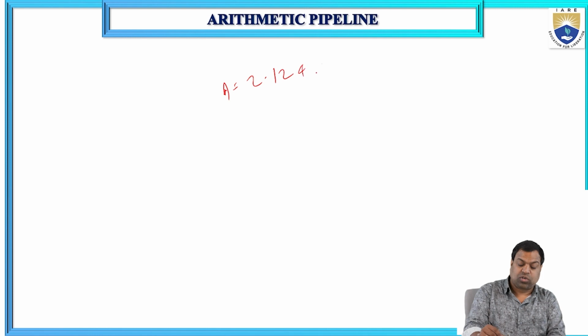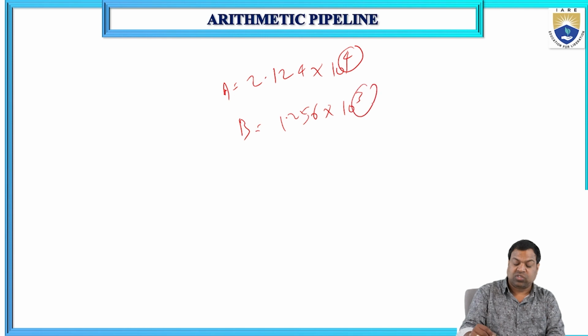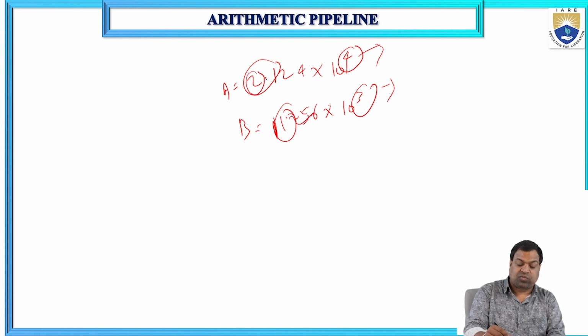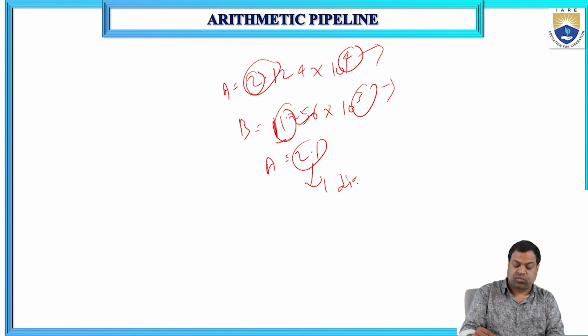A equal to 2.124 into 10 power 4. B equal to 1.256 into 10 cube. So first, what will happen? Here 4 and here 3, we have to balance. Here 2.1, here also 1.2, so there is no change. Suppose here B got 11.2, but here 2.2. So after one digit, it will be floating. Here after two digits. So A equal to 2.1, that is one digit of floating, but here B equal to 11.2, that means two digits.